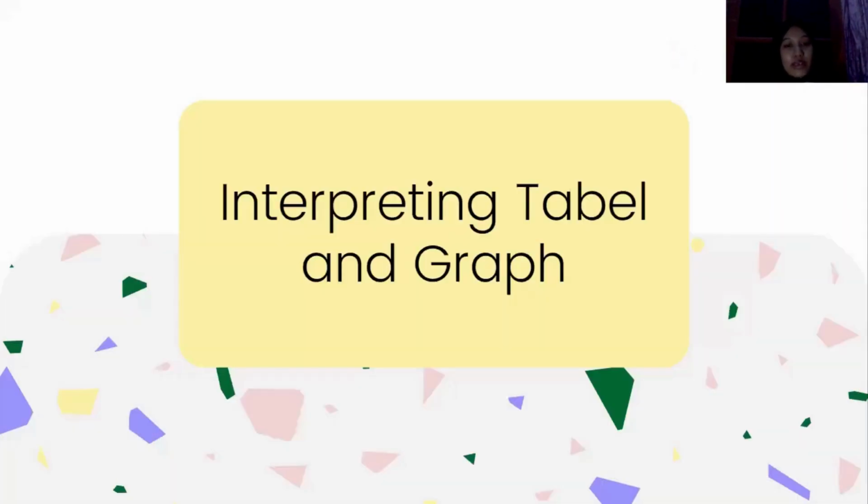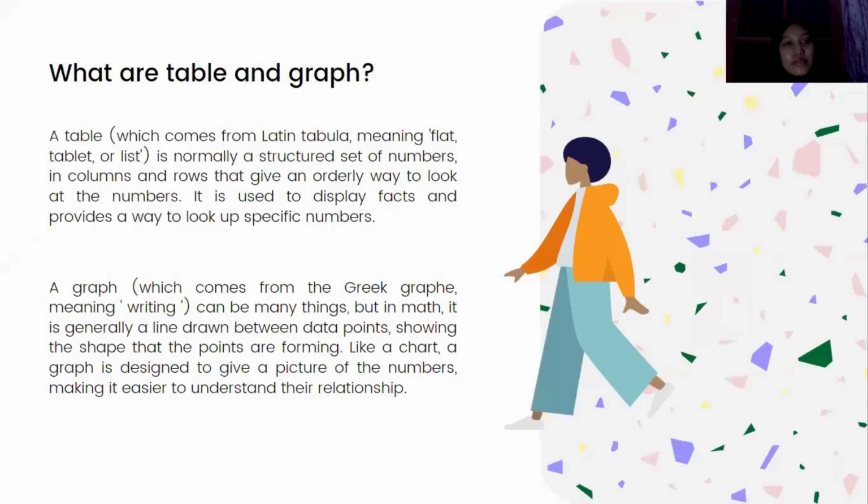Interpreting table and graph. What are table and graph? A table, which comes from Latin tabula, meaning flat, table, or list, is normally a structured set of numbers in columns and rows that give an orderly way to look at the numbers. It is used to display facts and provides a way to look up specific numbers.